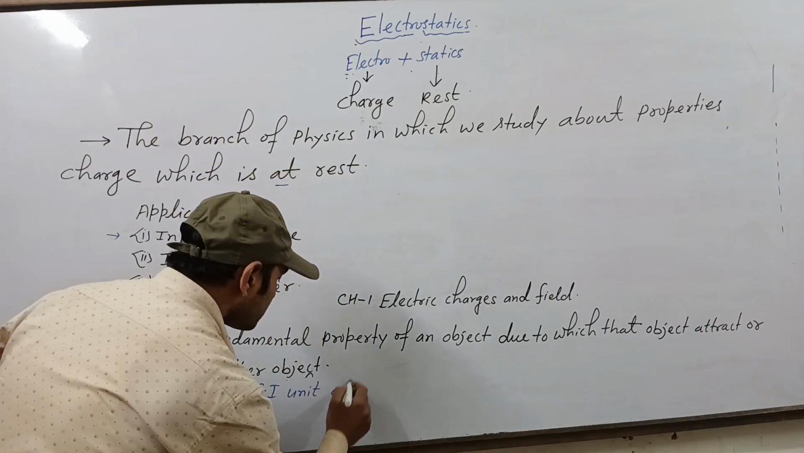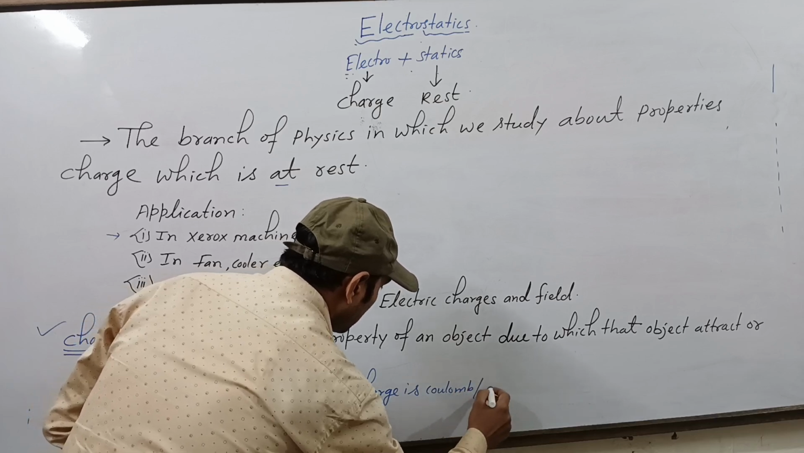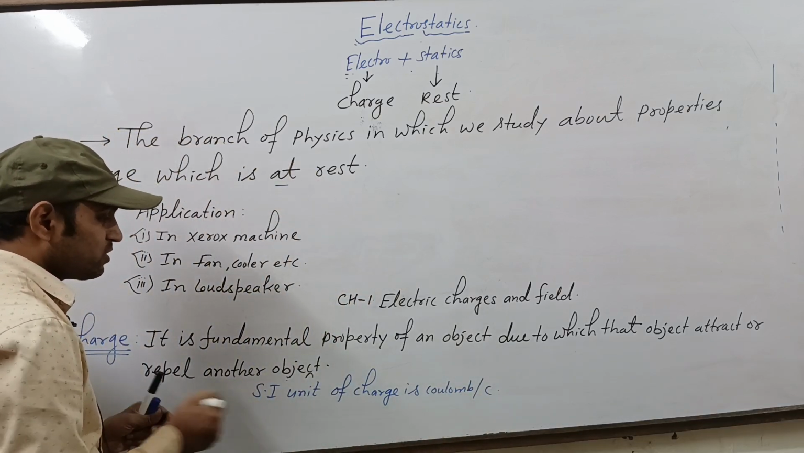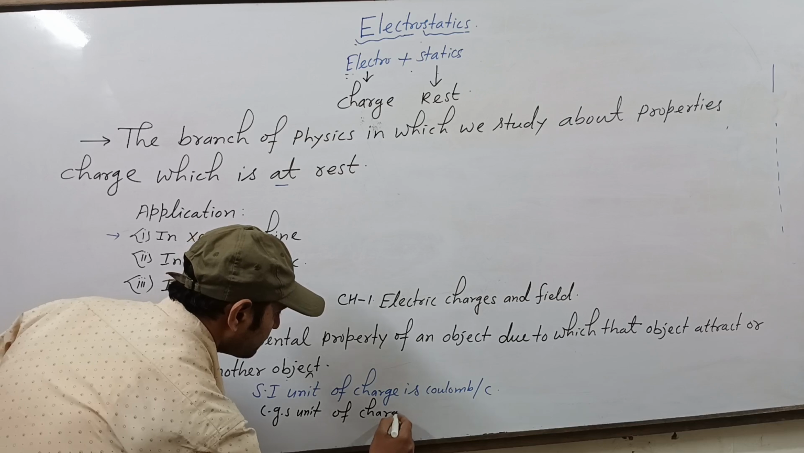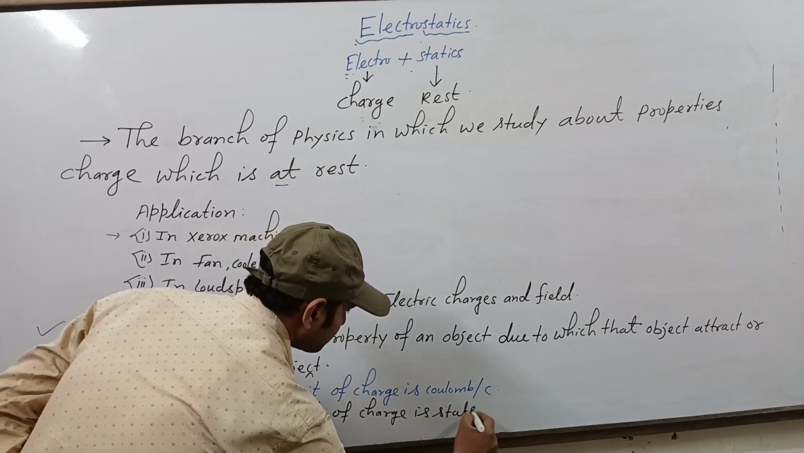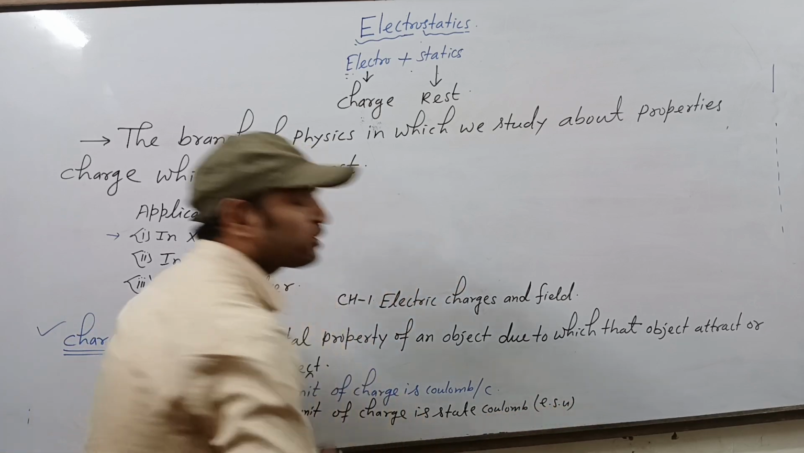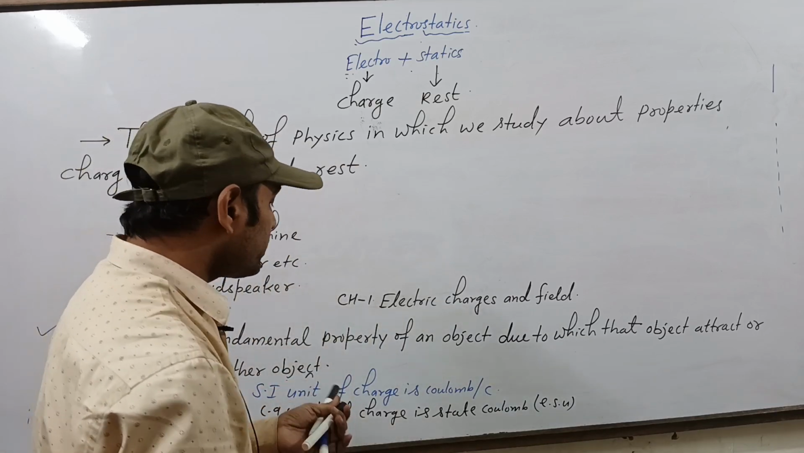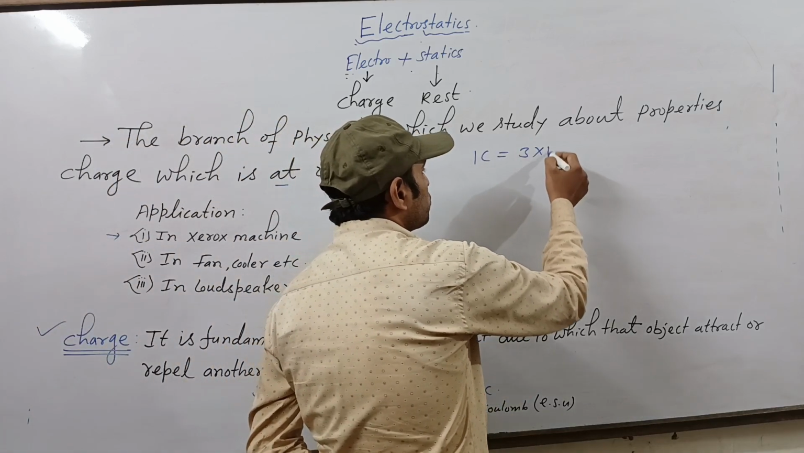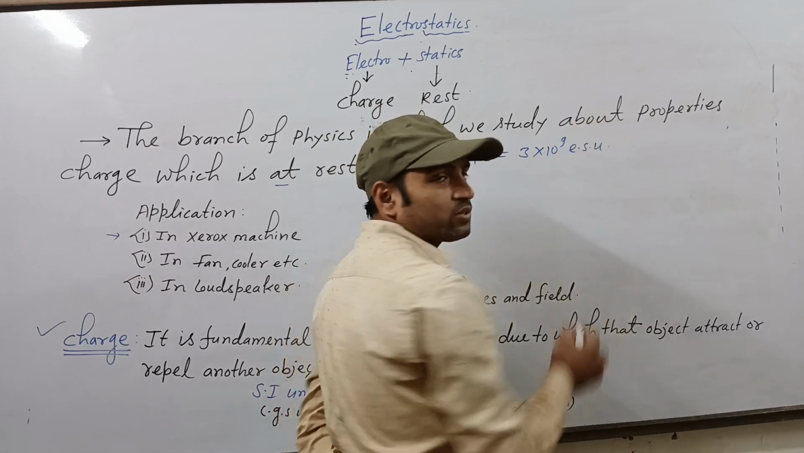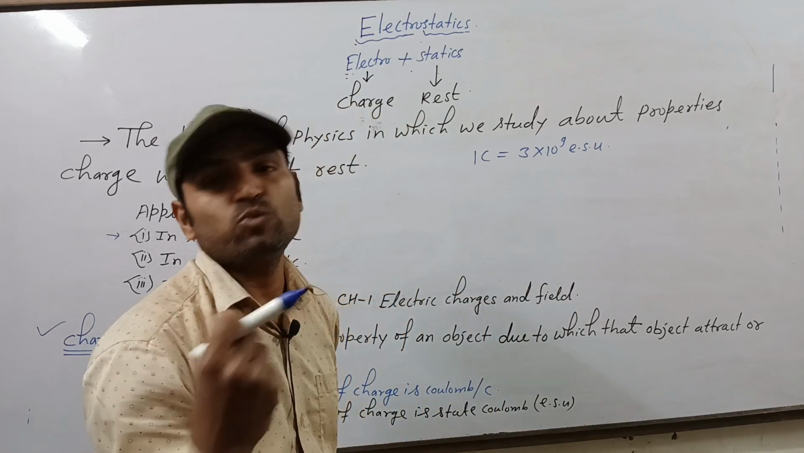The SI unit of charge is coulomb, or C, and the CGS unit of charge is statcoulomb, or we can say ESU, electrostatic units. The SI unit and CGS unit of charge are related. How? 1 coulomb equals 3 into 10 to the power 9 ESU, electrostatic units. This is the relation between the CGS unit of charge and the SI unit of charge.